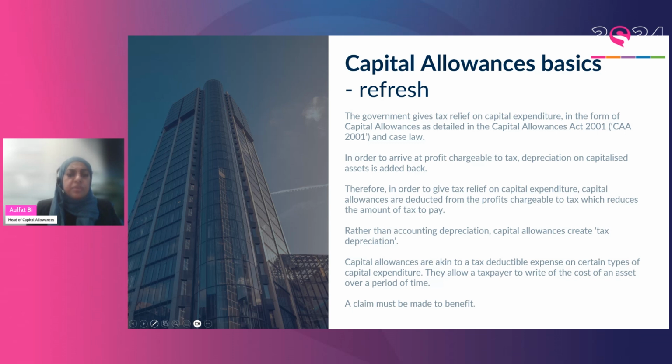You can also view them as being akin to a deductible expense on certain types of capital expenditure. They enable taxpayers to write off the cost of an asset that they have acquired over a certain period of time. Sometimes it can be immediate in the year that they've bought the asset. Other times it can be over a slower period of time. The key thing with capital allowances are they aren't automatic. If you don't make a claim in a tax return, you won't benefit. So every capital allowances claim must be made in order for the tax relief to be given.